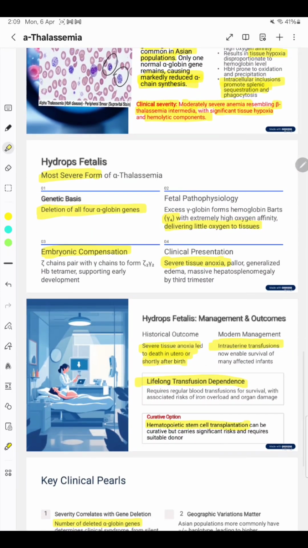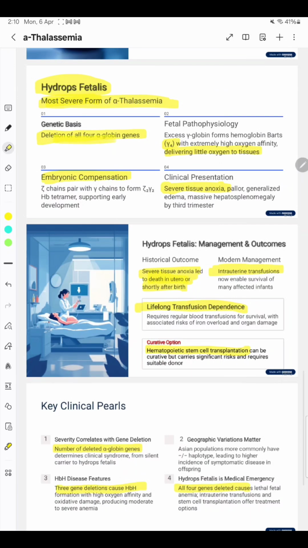Now the hydrops fetalis. This is the most severe form of alpha thalassemia. All 4 alpha globin genes are gone. In this condition, there is excess of the gamma globin chain, as HbF is the main hemoglobin of early life, and these gamma chains have a very high affinity for oxygen, so this results in tissue hypoxia or anoxia, and ultimately results in hepatosplenomegaly.